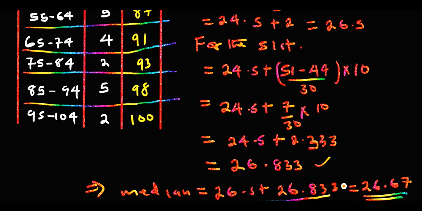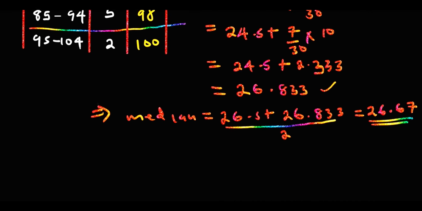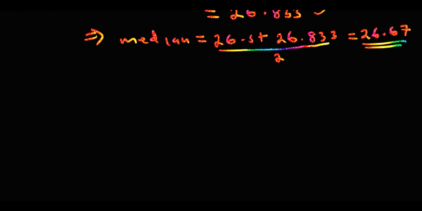Then the next question required us to obtain the quartiles. That is the upper and then the lower quartile. So let us start with the lower quartile. The lower quartile is denoted by Q1.